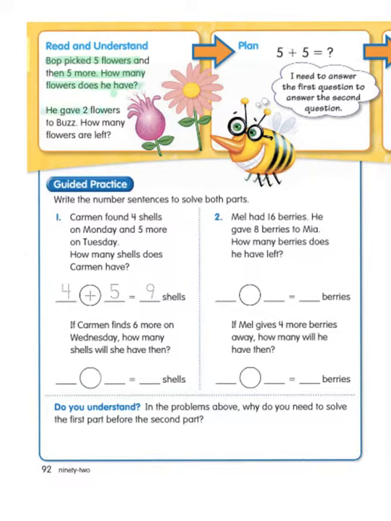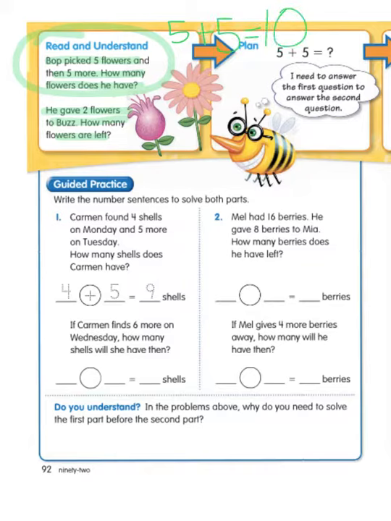Then he gave 2 flowers to Buzz. How many flowers are left? So we're going to use this first part and we're going to start with that. It's asking how many does he have? So we want to know how many he has all together. So we're going to start with addition. So we're going to do 5 plus 5, and that equals 10.